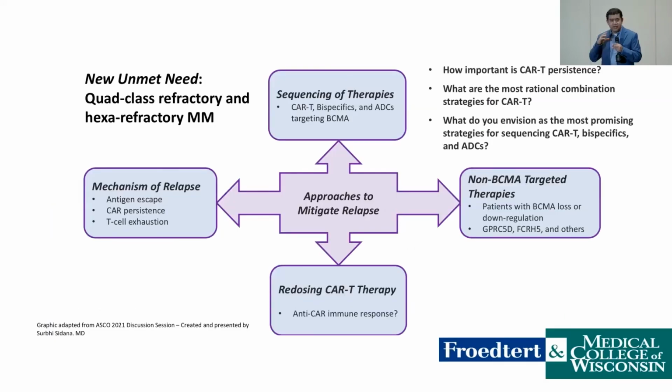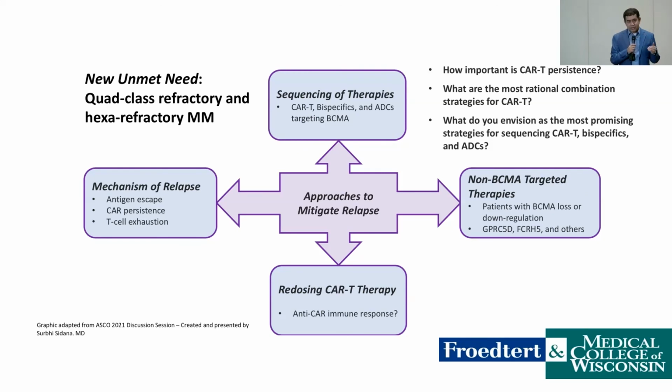So then the new class, which is an unmet need, is after you relapse with a particular target, and in this case, the BCMA target. The BCMA target is the one that has been shown to be very active in patients who are relapsing after those 3 classes of drugs. And we have 2 CAR T cells for that. We have an ADC, the antibody drug conjugate, and hopefully we have bispecific antibodies.